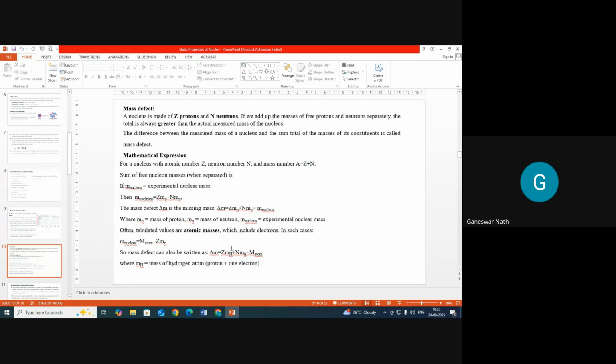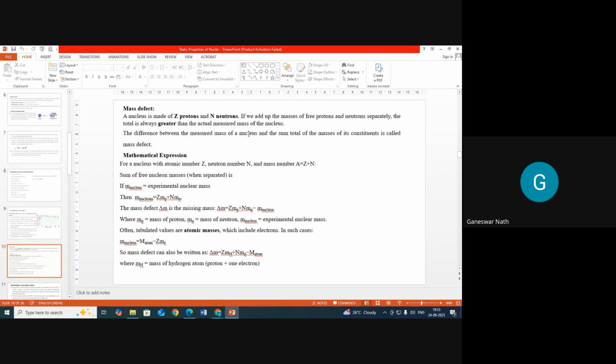Now coming back to mass defect, a nucleus is simply made up of Z protons and N neutrons. If we add up the masses of the protons and neutrons separately, the total is always greater than the actual mass. For example, if you take 50 grams, and that 50 grams is 20 plus 20 plus 10, you will find that the sum is not exactly equal to 50, though it is numerically equal, there will be some milligram difference.